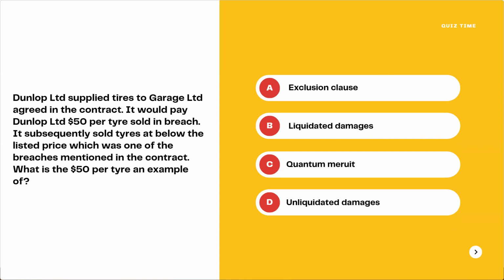Dunlop Limited supplied ties to Garrett Limited, who agreed in the contract that it would pay Dunlop $50 per tie sold in breach. It subsequently sold ties below the listed price, which was one of the breaches mentioned in the contract. What is the $50 per tie an example of?